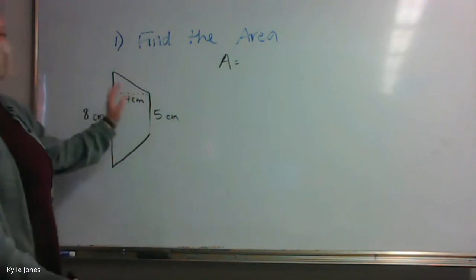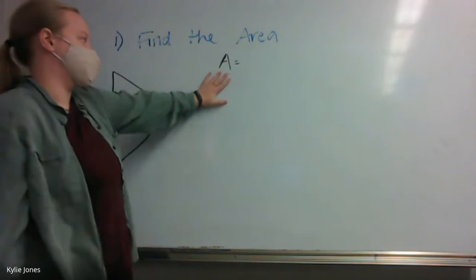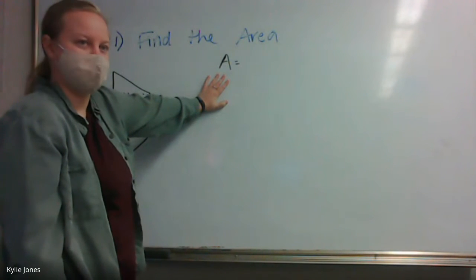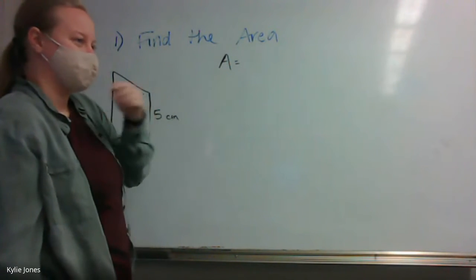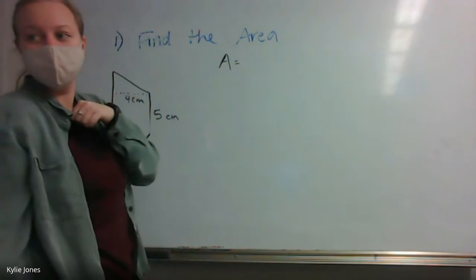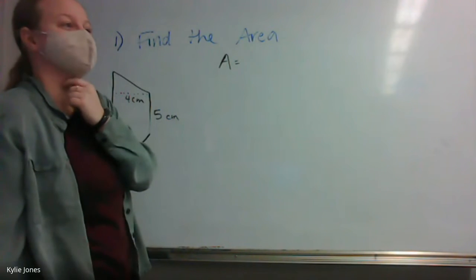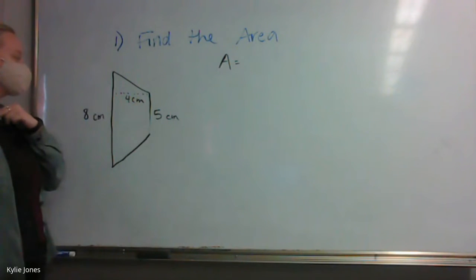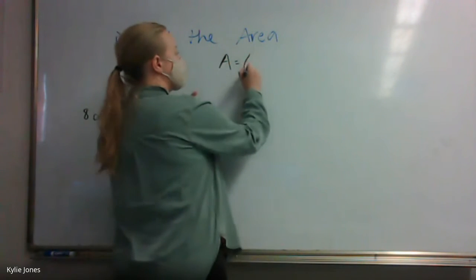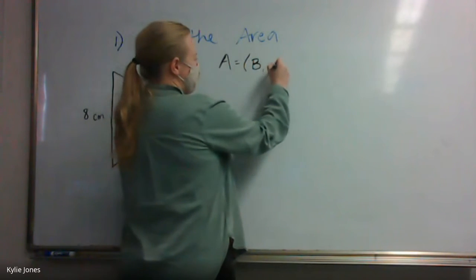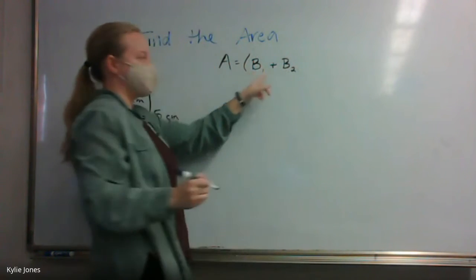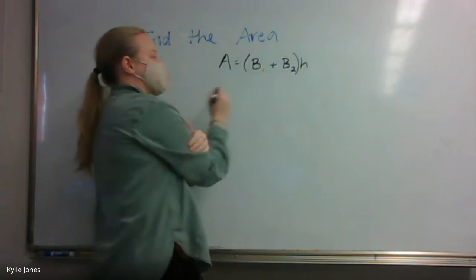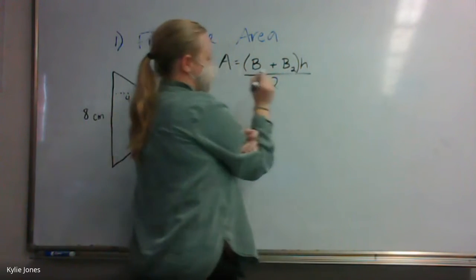So now before we even start working with these numbers, what's the formula for a trapezoid? Do you remember this? There's a couple steps in this one. The first one is base 1 plus base 2, so the first base plus the second base. You have to multiply that by the height that is given, and then divide everything by 2.